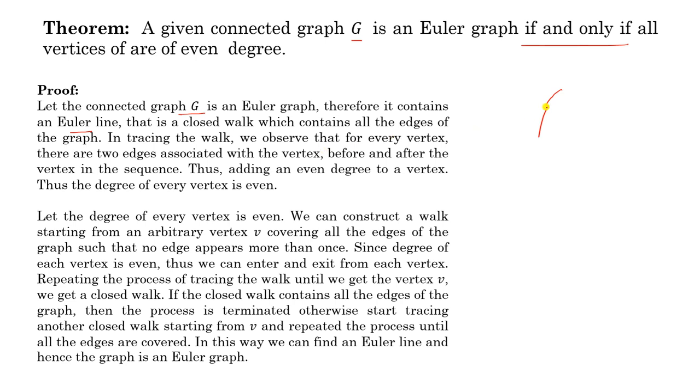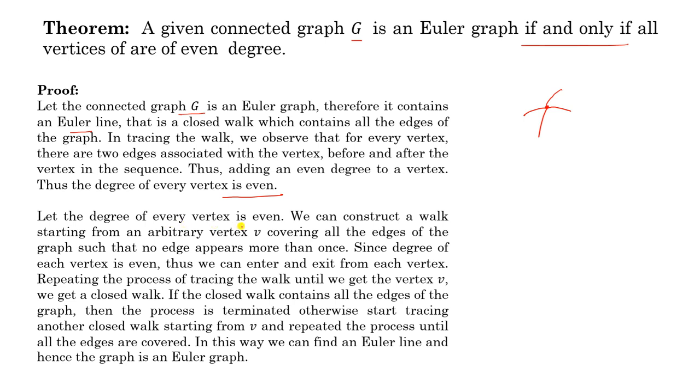Similarly, suppose the vertex is repeated in the sequence, then again through one edge you will enter the vertex and through one edge you will move out from the vertex. It means every time the degree of this vertex will be increased by 2. That's why, because this is true for all the vertices, the degree of all the vertices will be even. So this is the first part.